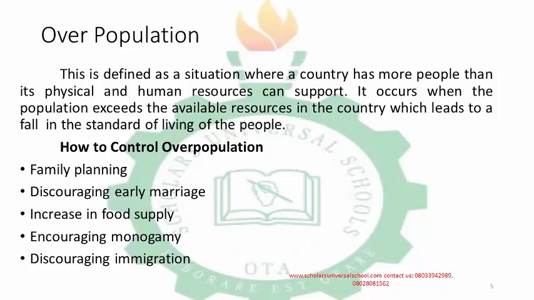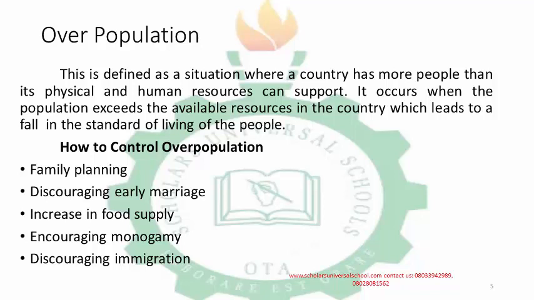The third way that we can use in controlling overpopulation is increase in food supply. We know that overpopulation happens when we have so many people and the resources are not enough to cater for the needs of such people. So when we can increase the food supply, we will be able to meet the basic needs of the people in that country. So that will go a long way to solve the problem of overpopulation.